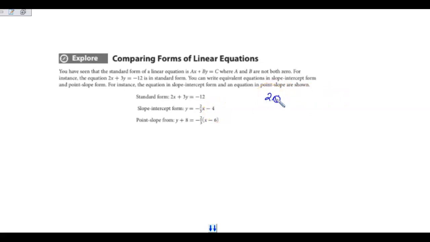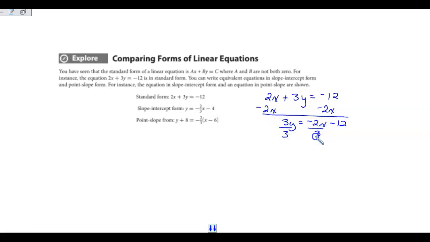So we have 2x plus 3y equals negative 12. And my goal is to get y by itself and positive on the left. So the first thing I'm going to do is move my 2x to the other side. Then I get 3y on the left, and on the right I'm going to have negative 2x minus 12. Now to get y alone, we have to divide by 3.